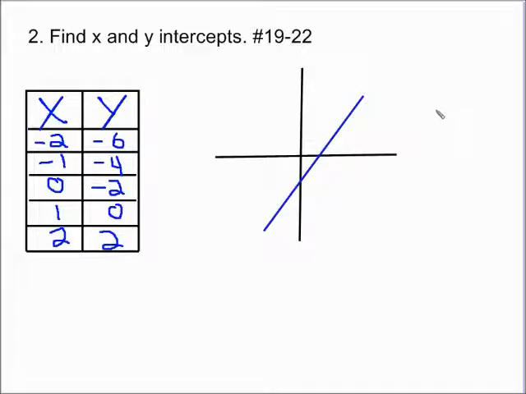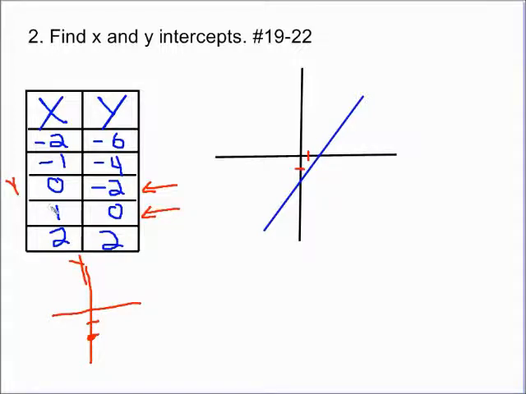Example number 2. Find the x and the y intercepts. And we have two examples here. One we have a table and the other we have a graph. In the table, what we learned is the x and y intercepts are where one or the other element is 0. In this case, if I were to do a quick graph, I would go over 0, down 2. So that is showing me where the y-intercept is.